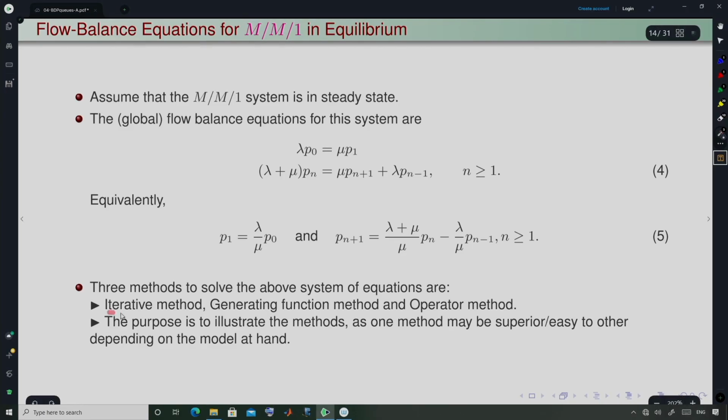Okay. So, the one is the iterative method, which we already exhibited little earlier, and the generating function method and the operator method. The purpose here is that it is not that one is difficult or the other. In the M/M/1 case, all 3 are equally easy, there is no problem at all. But in the more complex queuing systems that you are going to consider, it may turn out that one method may be a little easier to analyze that particular system than the other method, right.